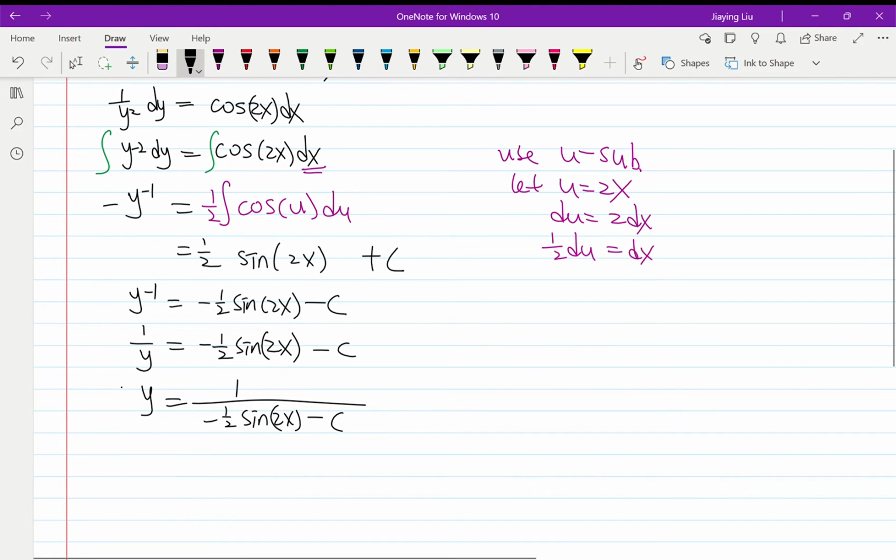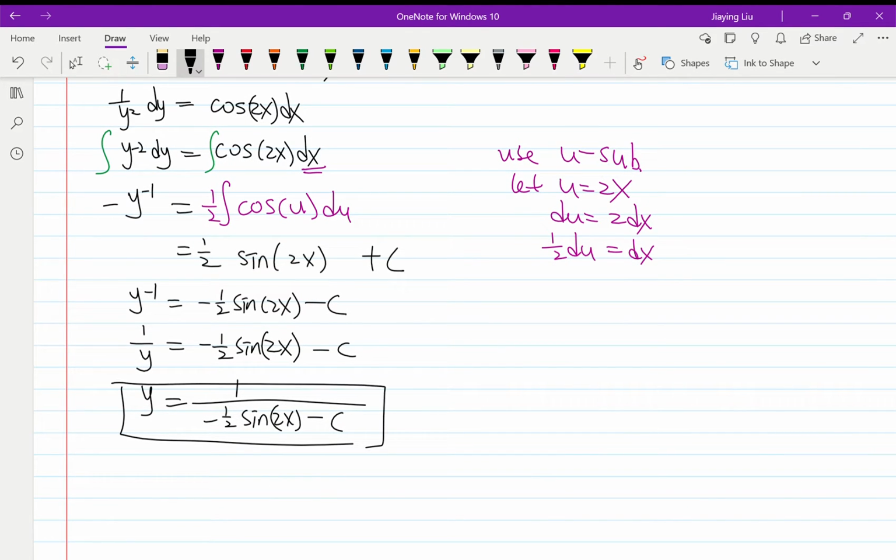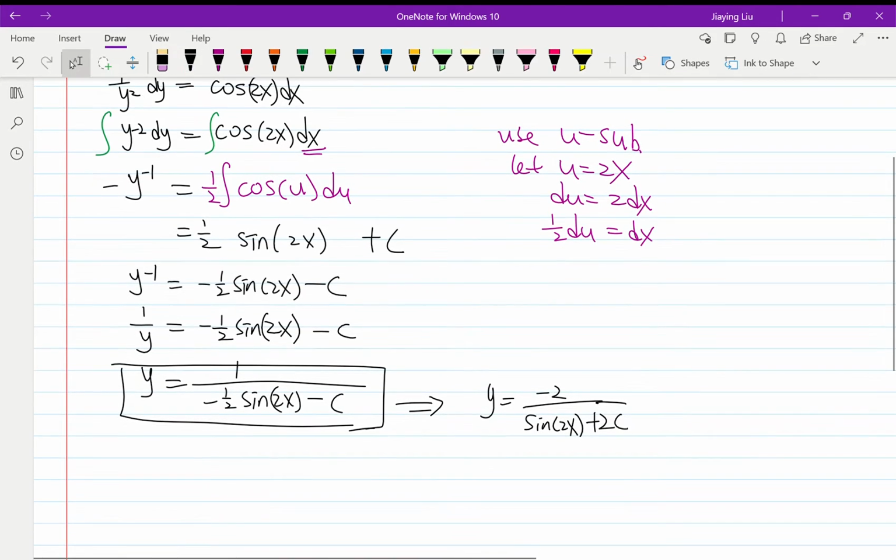So that's a general solution. You can rewrite it by multiplying by -2 from numerator and denominator. You might end up with y equals -2 over sine 2x plus 2c, I think. Double check. You might call this c1, the c value, that's fine.